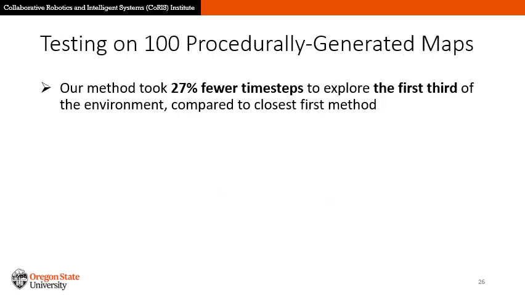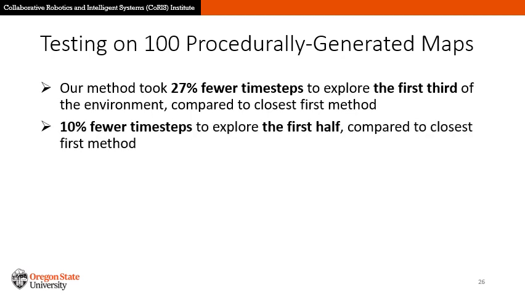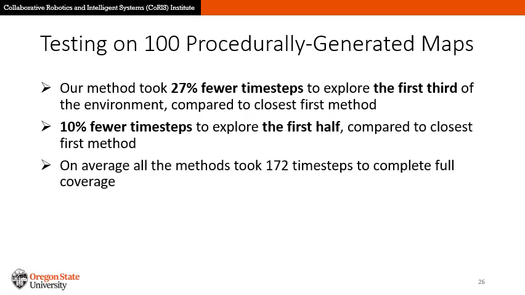We also test our approach on 100 procedurally generated maps. Our method took 27% fewer time steps to explore the first third of the environment compared to the closest first method, and 10% fewer time steps to explore the first half. On average, all the methods took 172 time steps to complete full coverage.